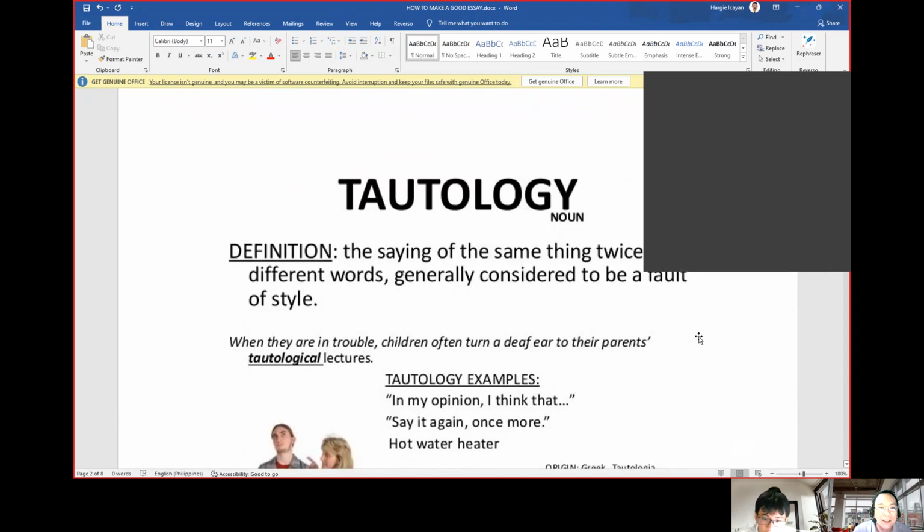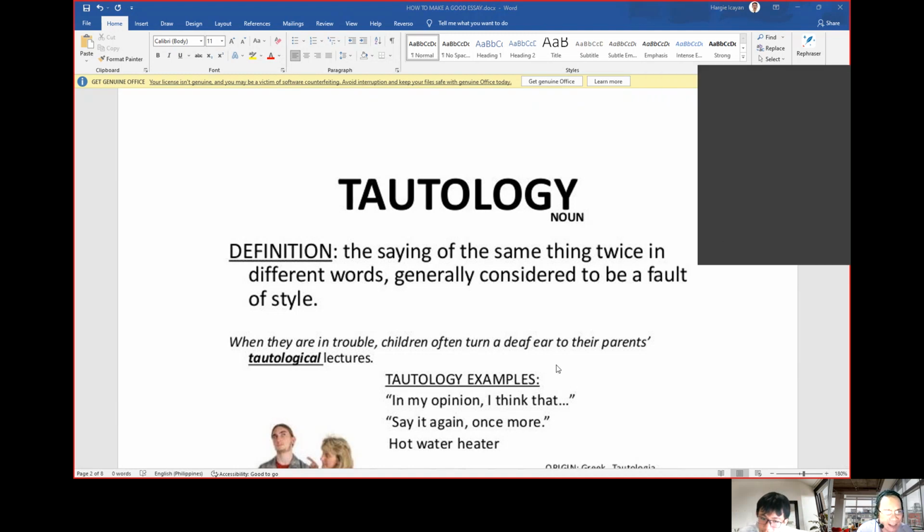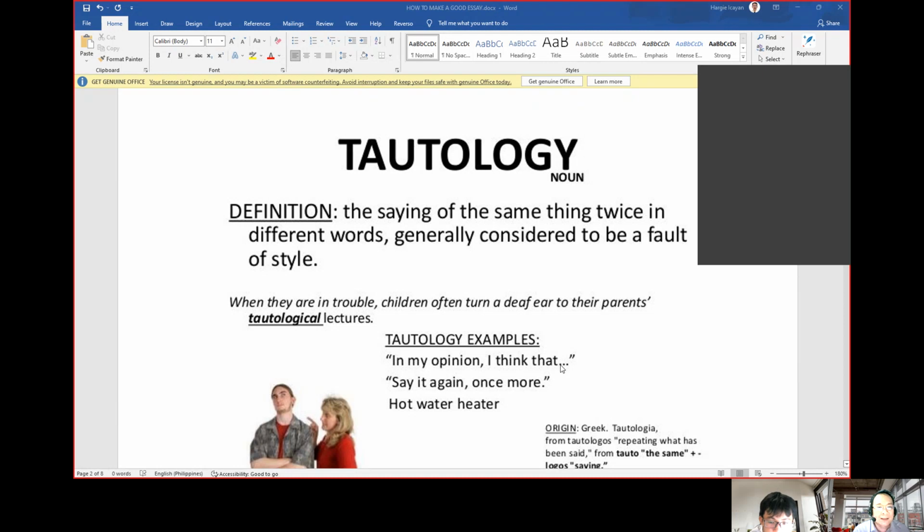You can use the so-called tautology. Now, can you explain to me what a tautology is? Tautology is the saying of the same thing twice in different words, generally considered to be a form of style. So when we say tautology, it is a saying. For example, in my opinion, I think that. There's another one: say it again once more. So you repeat, or maybe we can say the same thing twice in different words.